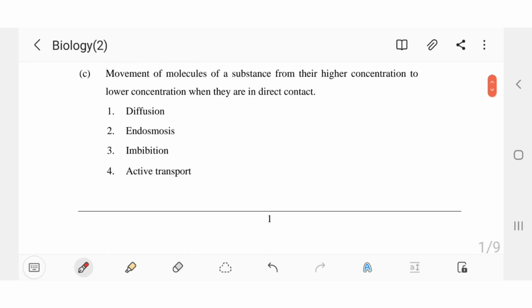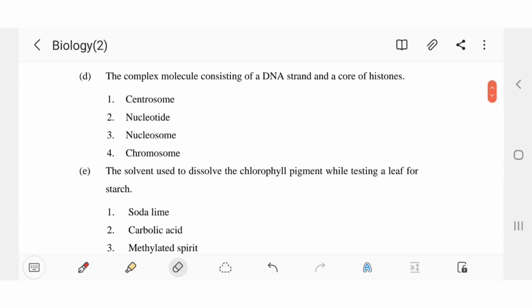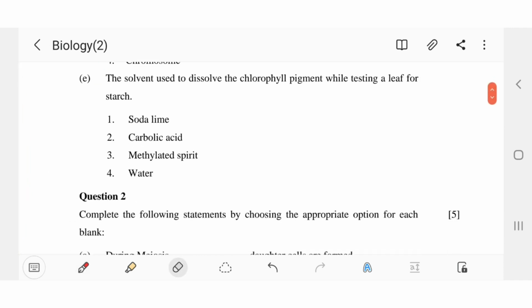right? Now C: movement of molecules of a substance from their higher to lower concentration when they are in direct contact. Direct contact means it will be diffusion only. Why? Because in osmosis there is a separating membrane, what we call a semi-permeable membrane, right? So the correct option is diffusion, in which there is direct contact. D1: the complex molecule consisting of a DNA strand and a core of histones. This is third one, nucleosome. E1: the solvent used to dissolve the chlorophyll pigment while testing a leaf for starch. This is methylated spirit.